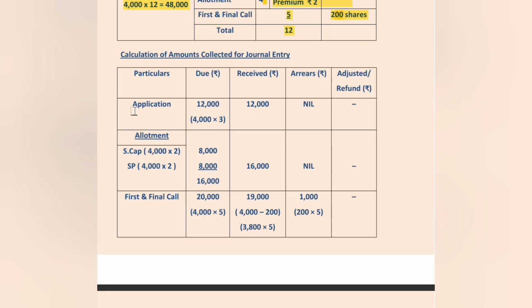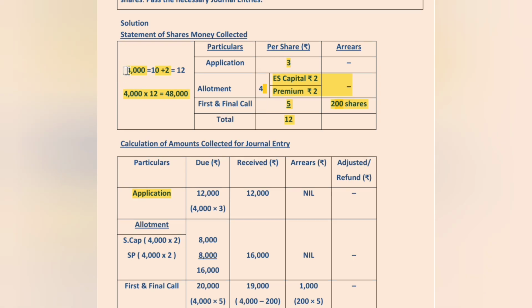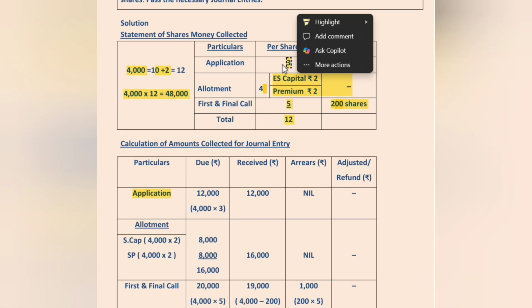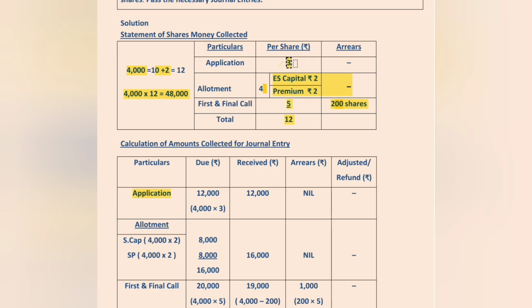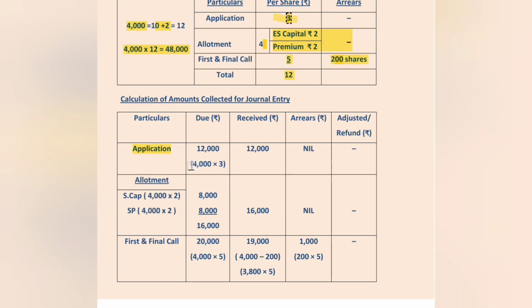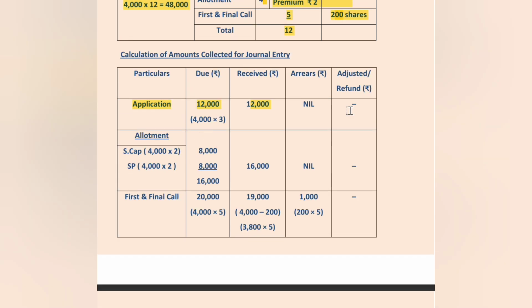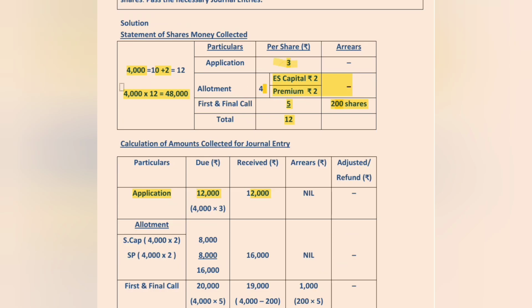Now application. Okay, application, how much received? See here, 4,000 into 3 rupees we have received. So that means 4,000 into 3, 12,000 rupees. Okay, so that amount is to be transferred to share capital. Entire amount 12,000 is transferred to share capital and no arrears and no refund here. So next go for allotment.